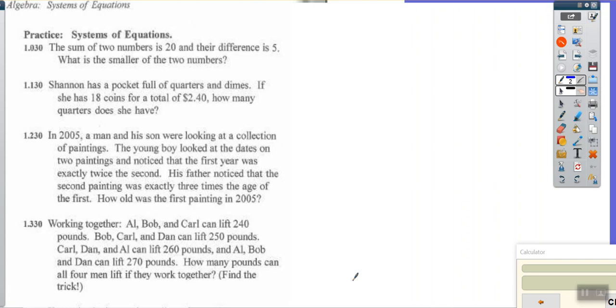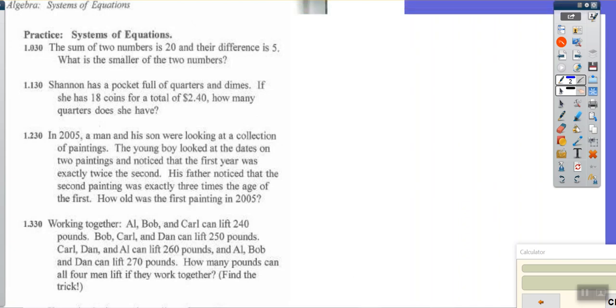So we're going to take a look at these practice systems of equations problems. All right, the sum of two numbers is 20. So sum means addition, so I'm going to turn that directly into an equation right now.